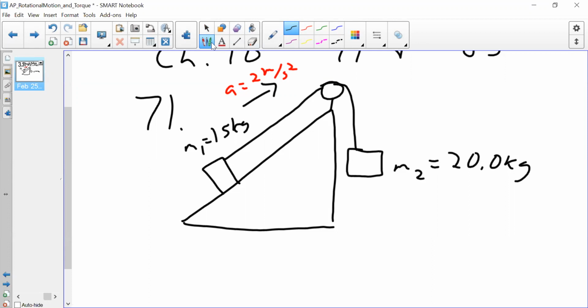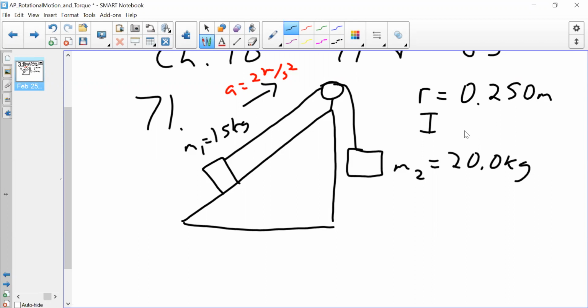See what else. Says 2 blocks are shown in the figure connected by a string of negligible mass over a pulley of radius 0.250. It's the radius of the pulley. A moment of inertia I. The block on the frictionless incline is moving up with a constant acceleration of 2 meters per second squared. Determine T1 and T2, the tensions in the 2 parts of the string.